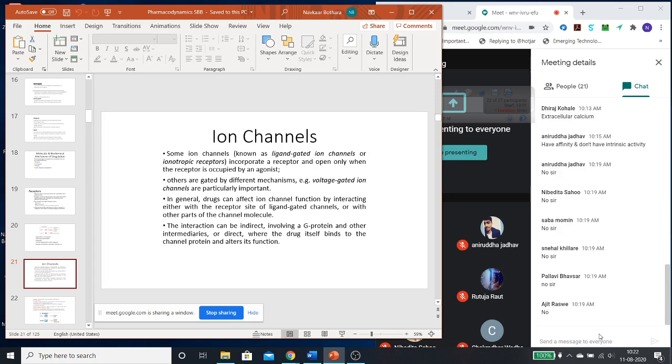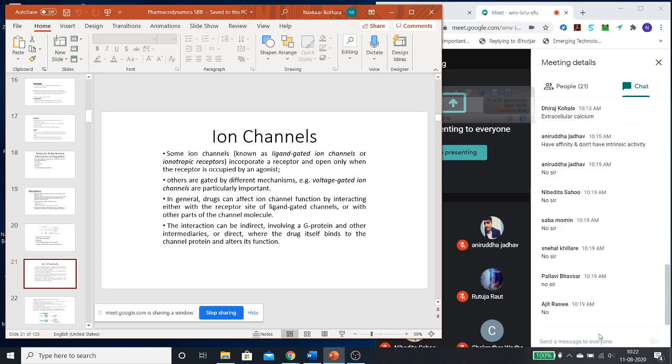So we have seen the interaction can be direct or indirect. Direct, we have seen, is directly opening an ion channel; it is acting on the ion channel or a nearby protein, and because of that it is causing opening of the ion channel. Because of opening of the ion channel, there is a transport of ions, and because of transport of ions, impulse conduction or muscle contraction takes place. This is what you have seen in physiology also.